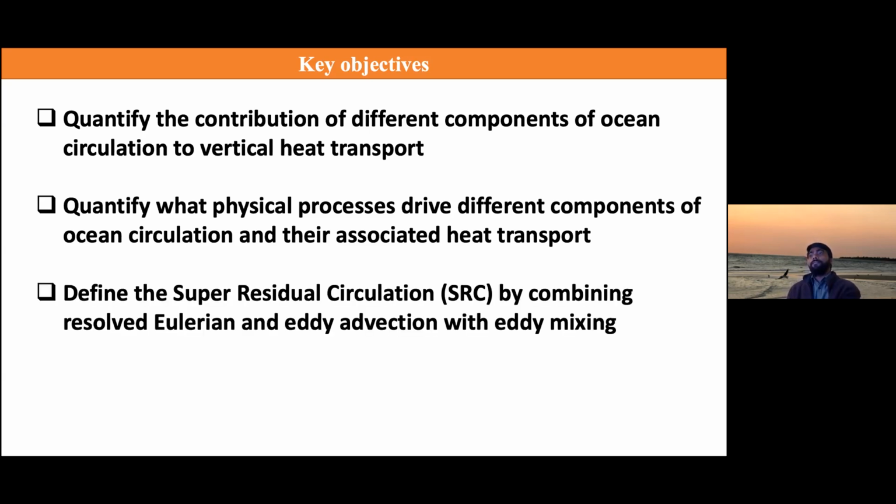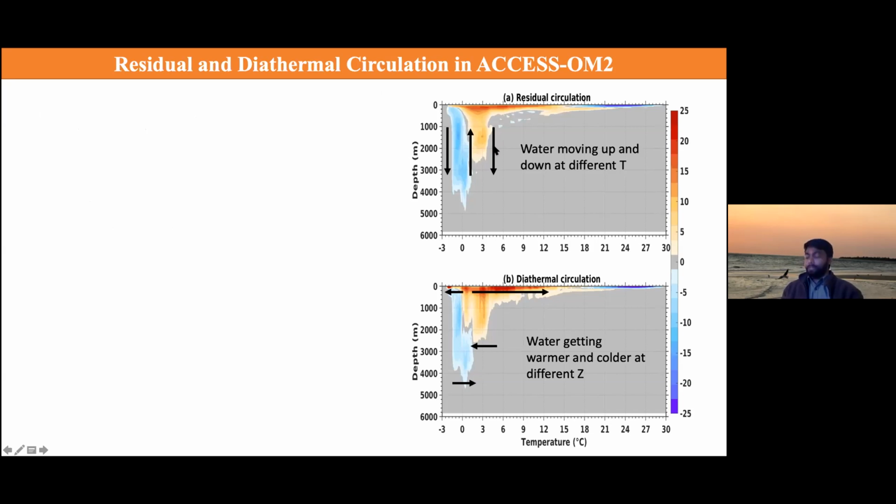And for the first time we define the superresidual circulation in temperature and depth coordinates. The top left figure shows the residual circulation. I calculated it in a similar way as in Groeskamp et al. In ESM, we can see the ESM also captures the same cold and warm cells. Here the warm cell again shows warm water going down and cold water coming up, and the cold cell shows warm water coming up and cold water going down.